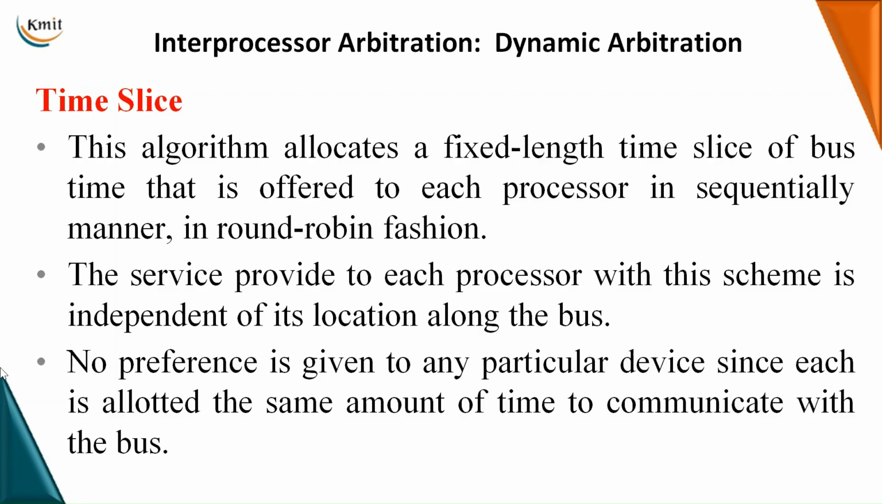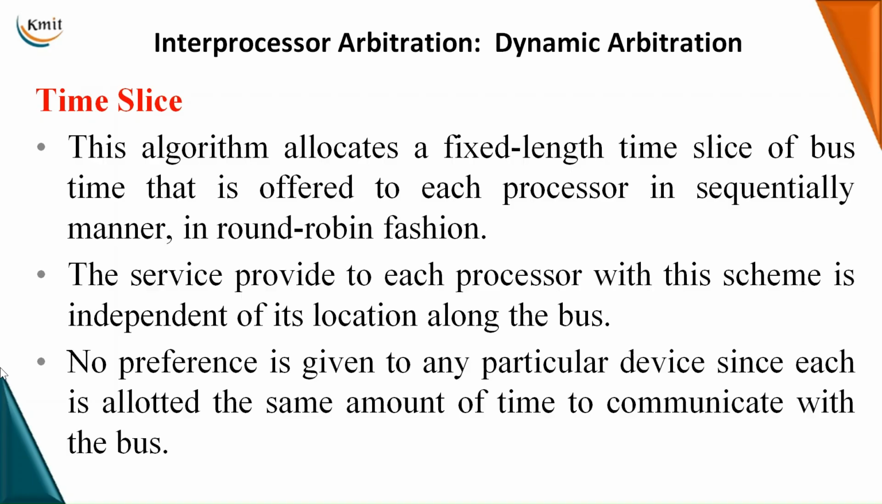So, according to a serial manner, a particular time interval is allocated to each processor in order to access the bus. This is called time slicing. The service provided to each processor with this scheme is independent of its location. No matter wherever the particular processor is present in the system, whether it is the first processor, the middle one or the last one, equal interval of time will be allocated to each and every processor in order to access the bus in a round robin manner.